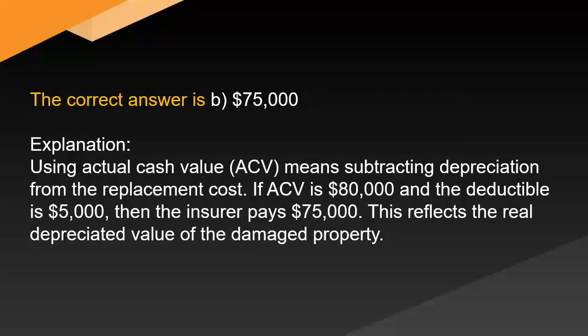The correct answer is B. $75,000. Explanation. Using actual cash value, ACV means subtracting depreciation from the replacement cost. If ACV is $80,000 and the deductible is $5,000, then the insurer pays $75,000. This reflects the real depreciated value of the damaged property.